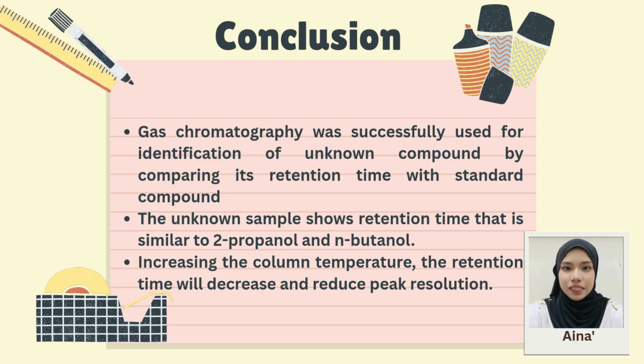In conclusion, gas chromatography was successfully used for identification of unknown compounds by comparing their retention times with standard compounds. The unknown sample shows retention times that are similar to 2-propanol and N-butanol, indicating that it was a mixture of both compounds. By increasing the column temperature, the retention time will decrease and peak resolution will be reduced due to faster elution. This experiment shows the effectiveness of gas chromatography for compound identification and the effects of column temperature on separation efficiency.